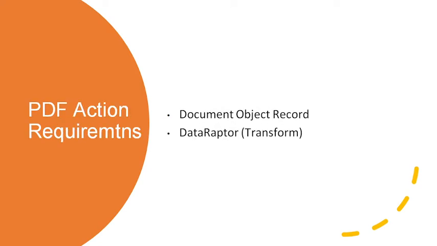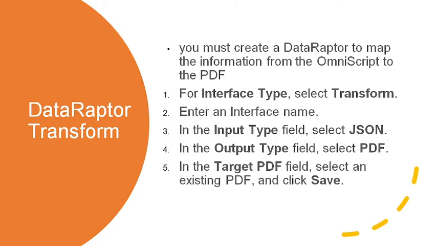Specific to the PDF action, the requirement is that it should have one document object record and also a data wrapper, which is a transform data wrapper. If you're not aware of the transform data wrapper, you can go through my video, where I have explained what a transform data wrapper is and how to configure the data wrapper for the PDF action. These are the steps we are going to perform in this session.